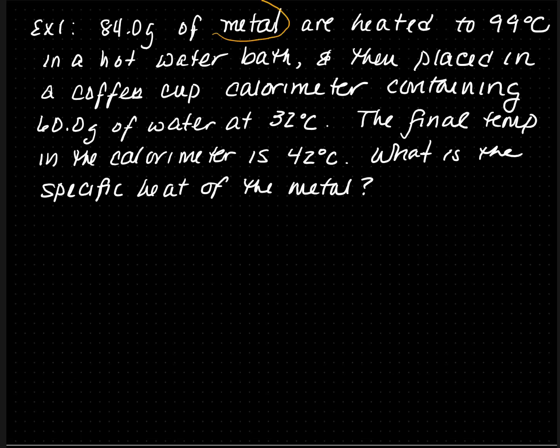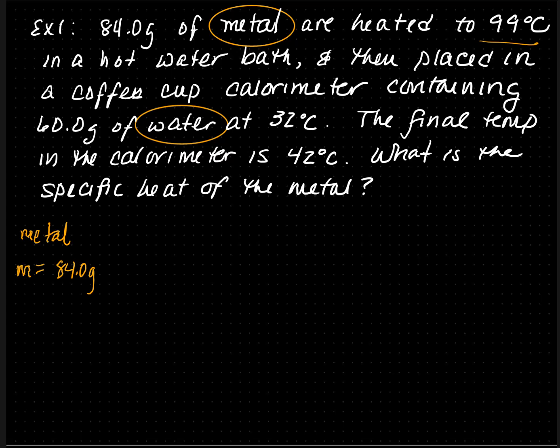One is the metal here, and then the other substance is water right here. So I'm going to identify the variables first. We have 84 grams of the metal. And again, if you don't understand, looking at the units will help. So that means the metal has a mass, because it's in grams, of 84.0 grams. Heated to 99 degrees Celsius. So that's our initial temperature. So T initial is equal to 99 degrees Celsius.